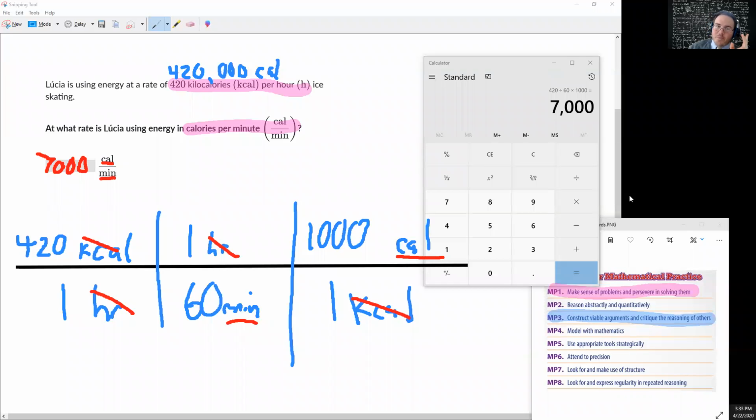Okay, so let me just say this, person who wrote this problem. I think you're off by a decimal somewhere. I think you're off by multiple decimals somewhere, but the math checks out. I know that the dimensional analysis here is correct. I know that it's telling me that this ice skater is burning 7,000 calories a minute. I don't believe that for a second, but the math is correct. That I know.